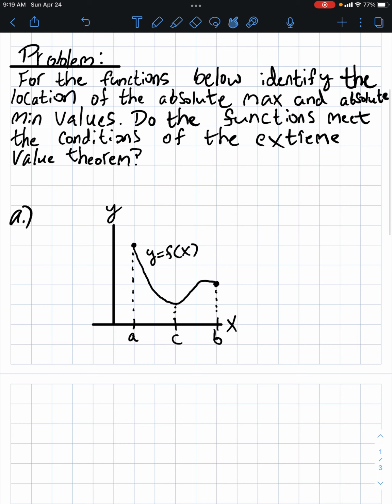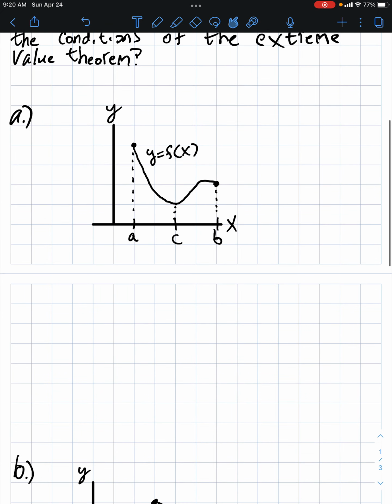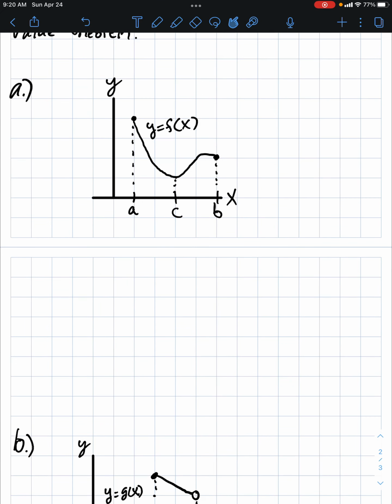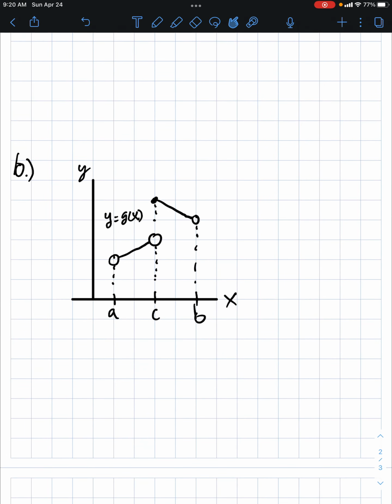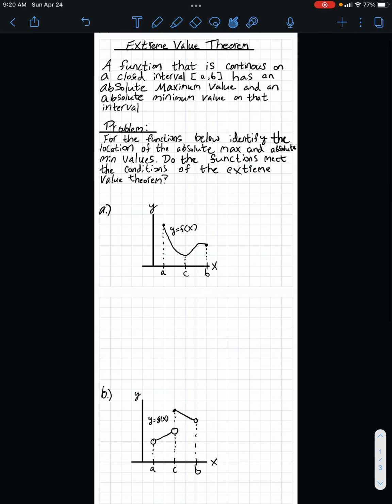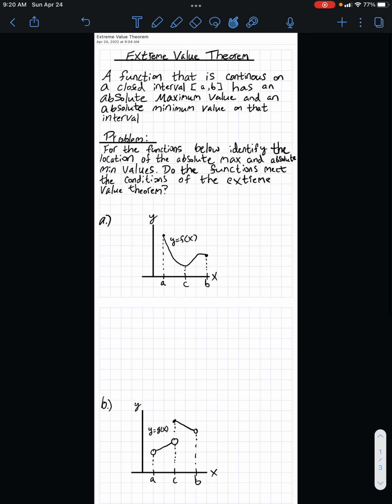The problem. For the functions below, identify the location of the absolute max and absolute min values. Do the functions meet the conditions of the extreme value theorem? So in part A, this is the figure or graph. And in part B, this is the figure or graph. Now pause this video, take a few minutes, and solve this problem.